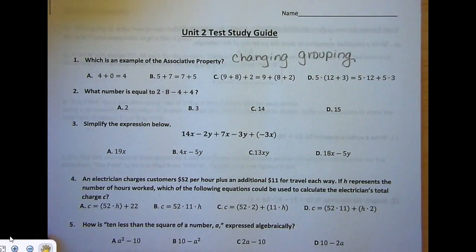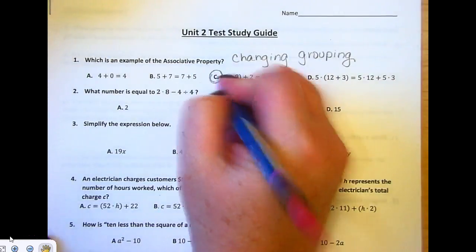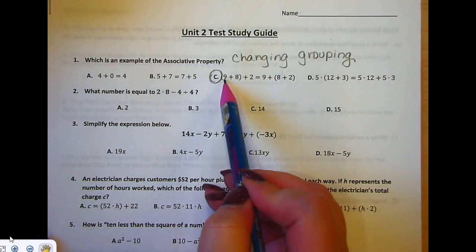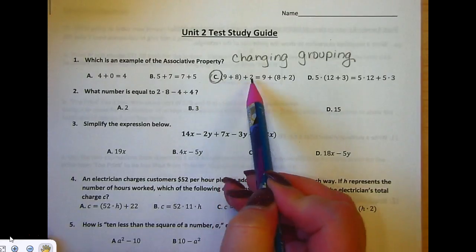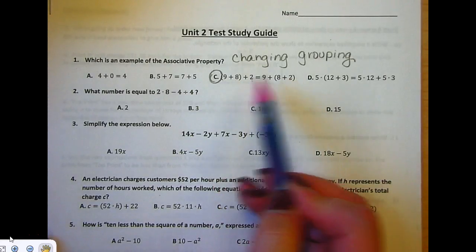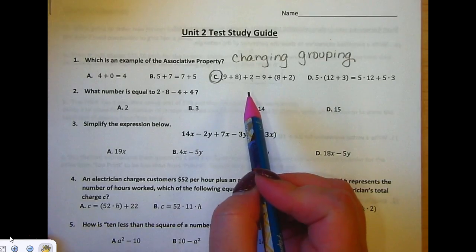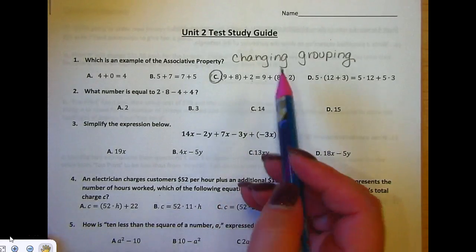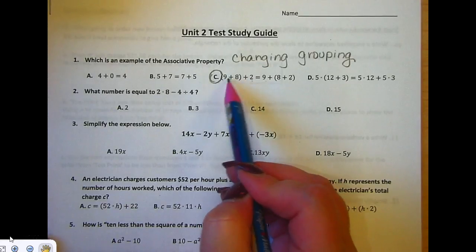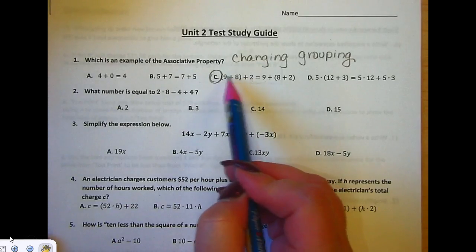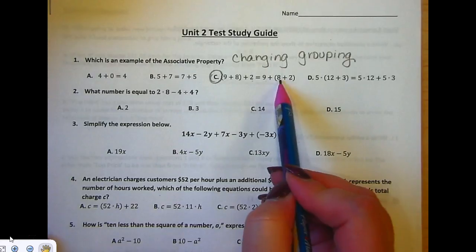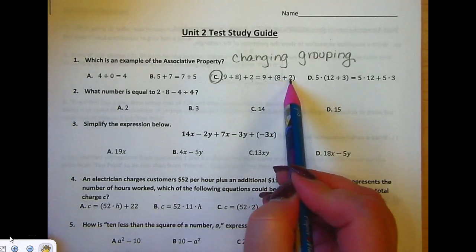All right, so if this is changing the grouping, which one of these is an example of changing the grouping? Noelle? C. C is the answer, right? The order didn't change, 9, 8, 2, 9, 8, 2. If the order changed, which one would that be? The commutative property. But the order didn't change. Here, the 9 and 8 are grouped together. That means do those first. And over here, the 8 and 2 are grouped together. That means do those first.